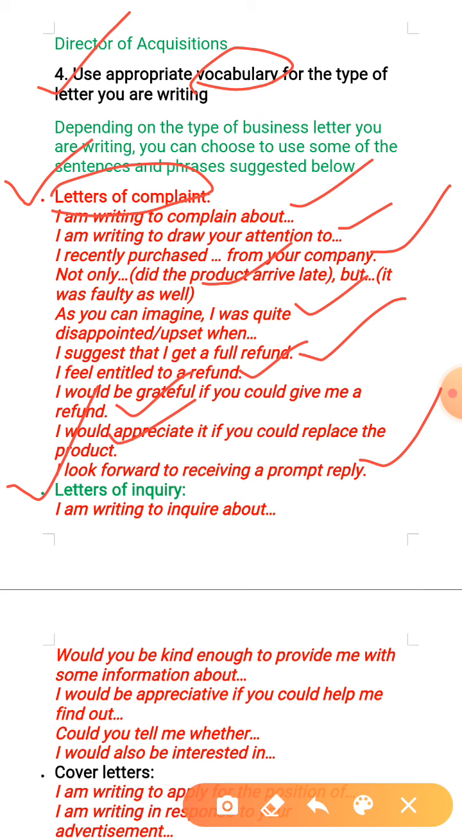Phrases and sentences: I am writing to inquire about. Second point, would you be kind enough to provide me with some information about this? Next point, I would be appreciative if you could help me find out. And next point, could you tell me whether I would also be interested in? These are the points used in letters of inquiry.